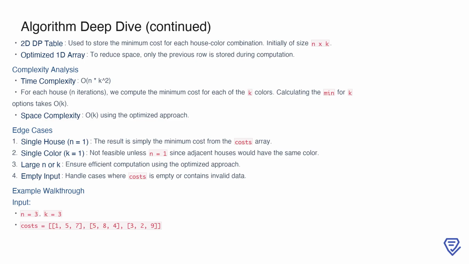It's important to account for edge cases too. For a single house, the result is simply the minimum cost from the costs array. If there is only one color available, the problem is unsolvable unless there is only one house. For large values of n or k, the optimized dynamic programming approach ensures efficient computation. Additionally, the algorithm must handle cases where the input is empty or invalid, ensuring robustness.